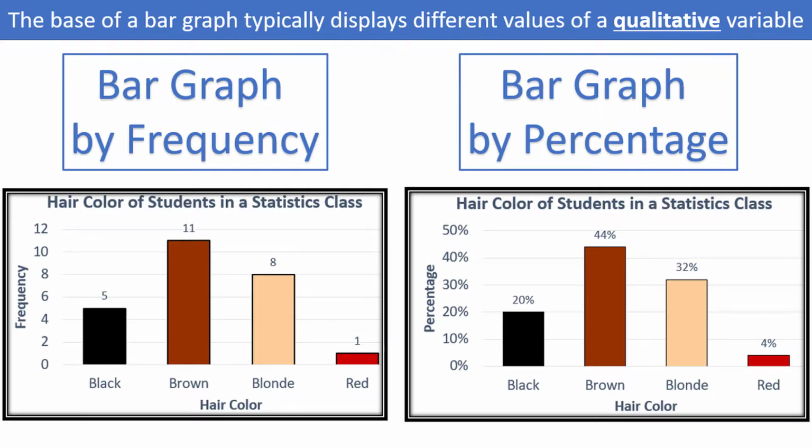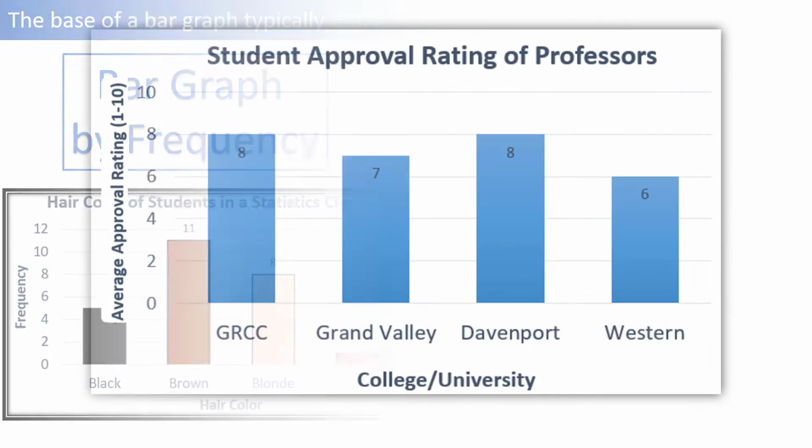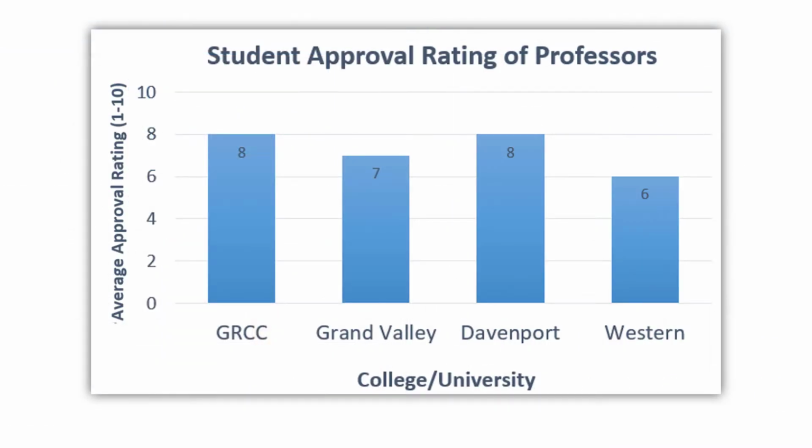Sometimes, instead of frequencies or percentages for the vertical axis, you will see a quantitative variable that has been recorded for each possible level of the qualitative variable. An example might be student approval rating of professors at 4 different schools on a scale of 1 to 10. The qualitative variable of school is displayed on the horizontal axis, and the quantitative variable of student approval rating is displayed on the vertical axis.